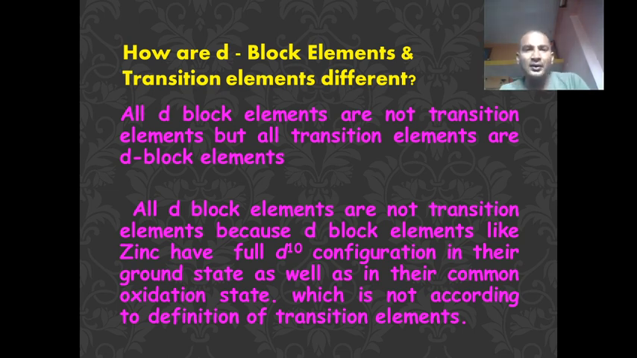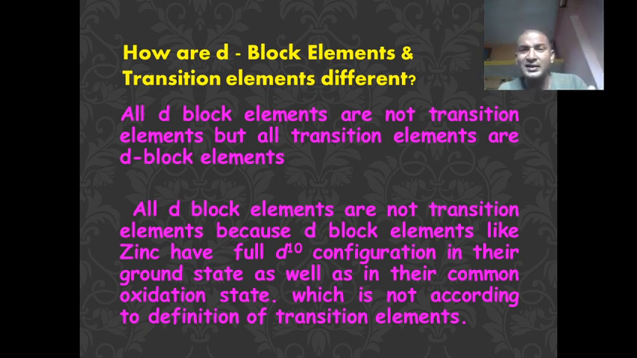It is said that all D block elements are not transition elements, but all transition elements are D block elements. All the D block elements are not transition elements because D block elements like zinc have full d10 electronic configuration in their ground state as well as in their common oxidation state, that is +2, which is not according to the definition of a transition series element.